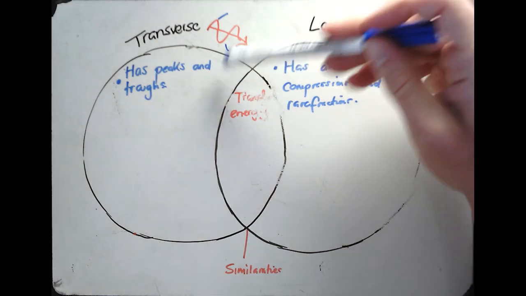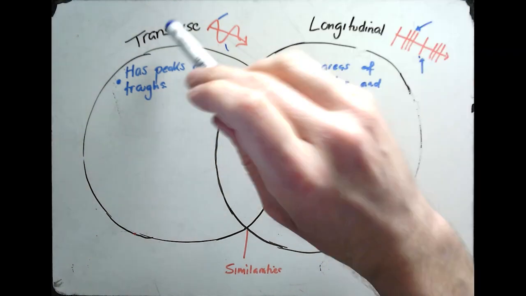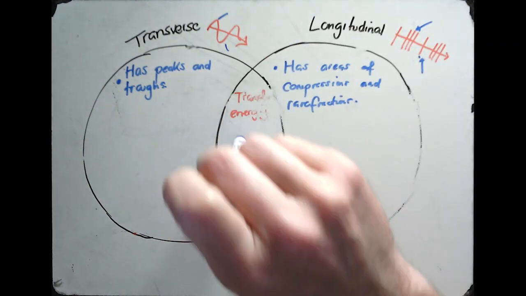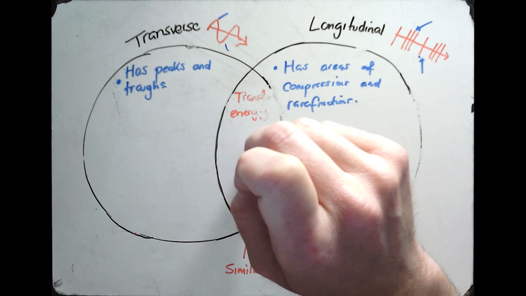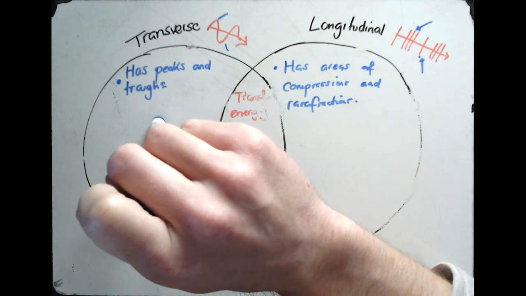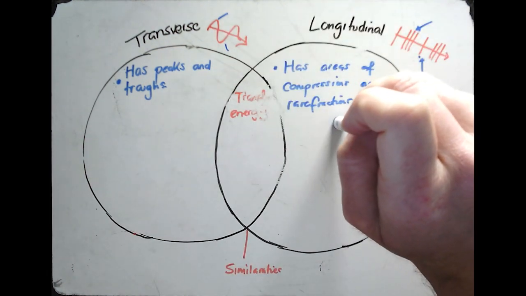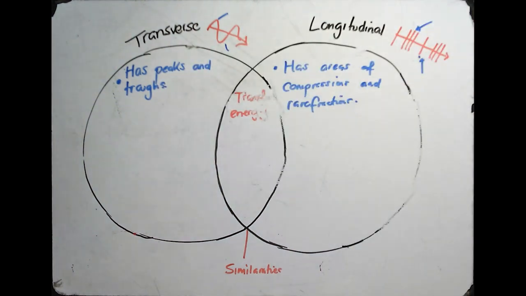So far, just with the points that we've made, we could say a similarity between transverse and longitudinal waves is that they both transfer energy from one place to another. However, a difference is transverse waves have peaks and troughs, whereas longitudinal waves have areas of compressions and refractions. So far, with just these 3 points, we have picked up 3 points from what would probably be a 6-mark question. Okay, I'll let you have a go and see if you can do the rest.